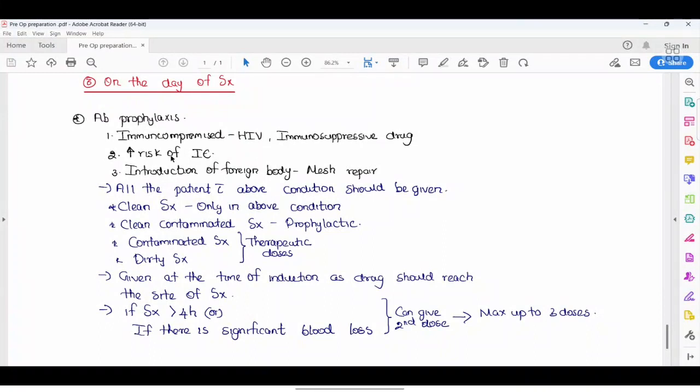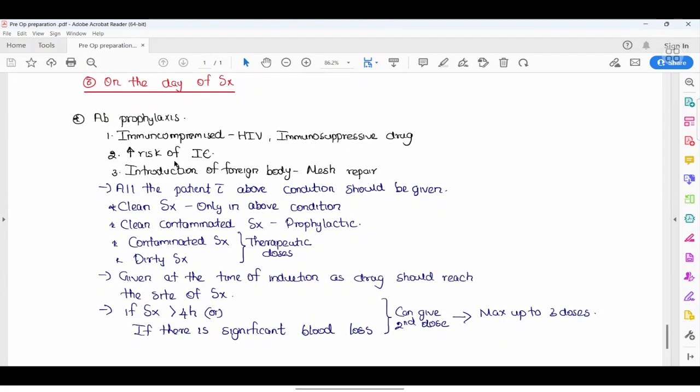Another is increased risk of infective endocarditis. And when we are introducing a foreign body, like in mesh repair surgeries, even if you consider it a sterile region, we will start the antibiotic prophylaxis because of the introduction of the mesh foreign body. So these are the 3 indications where we can consider antibiotic prophylaxis in a clean surgery. Other than this, there is no indication for us to start antibiotic prophylaxis in a clean surgery. You have to know that.